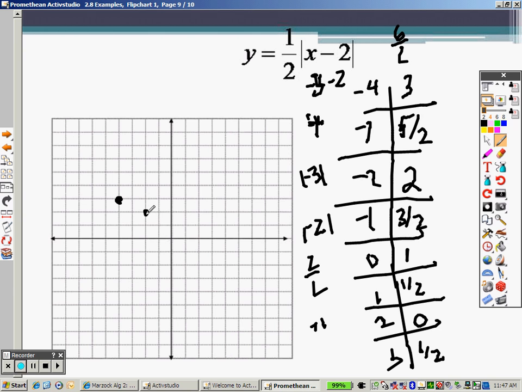So -4, 3, -3, 5 halves, -2, 2, -1, 1 and a half, 0, 1, 1, and then a half, 2, 0, 3, a half. And then you can see the trend, it starts going up. So once you see the trend, we can see how wide it goes. And once again, we know it's going up in this direction because that is positive.